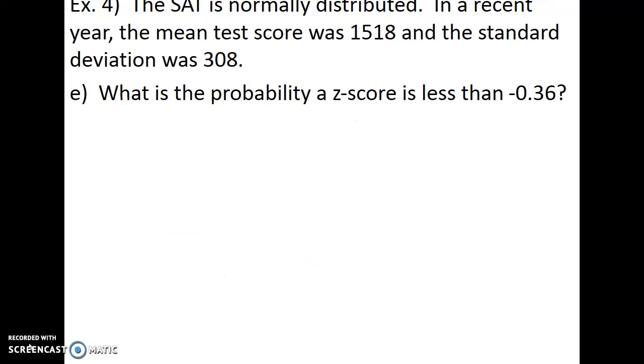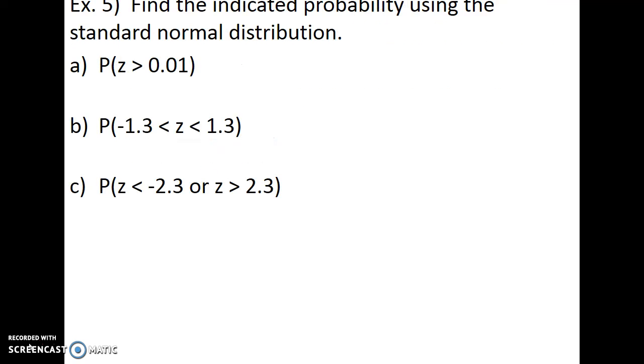If I just said what's the probability, that's the same thing as asking for an area. If I want the probability of a z-score being less than that number, you still pick your lower limit to be -1e99, -0.36, all that good stuff, and you get about 36%. Because we're using probability and area under the curve interchangeably, we can change these to be written as probabilities. If I write it like this, it's saying the probability of a z-score being more than 0.01. Well, my lower limit is 0.01, and I want to go all the way up to 1e99.